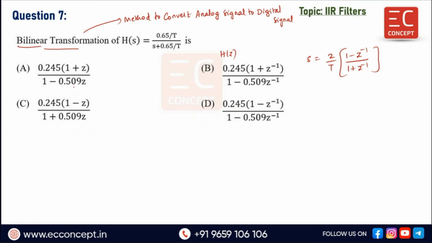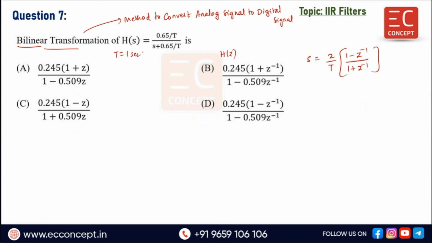Four options are given in terms of H of Z, so let us see which option satisfies. Actually, T is the sampling period, which is mostly not mentioned. In case it is not mentioned, kindly take it as 1 second.